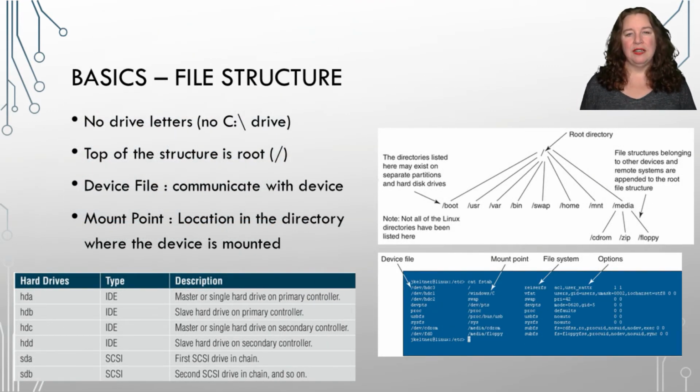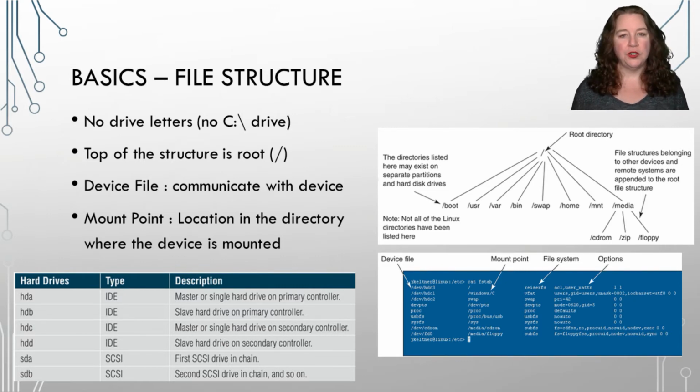So, our basic file structure. First off, there's no C drive. There are no drive letters at all. We don't use drive letters in Linux. The top of the structure is called the root directory, and it's at a slash. It's just a slash, and that's where your root directory is.